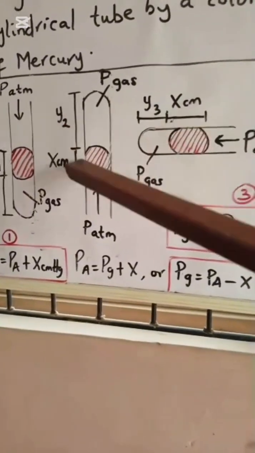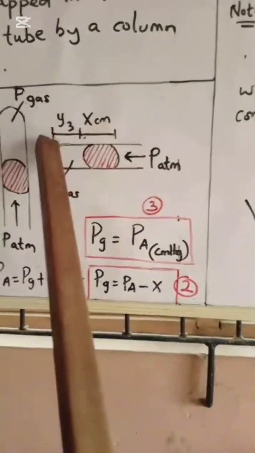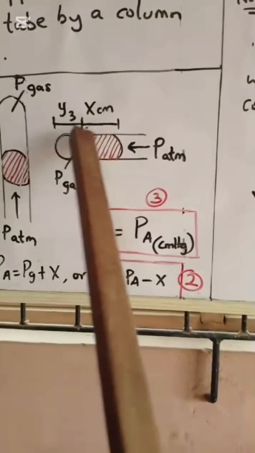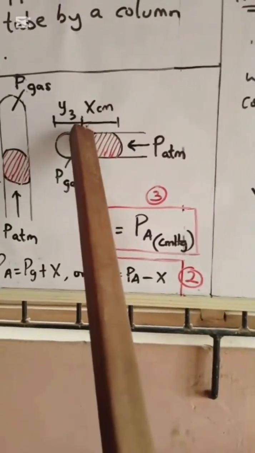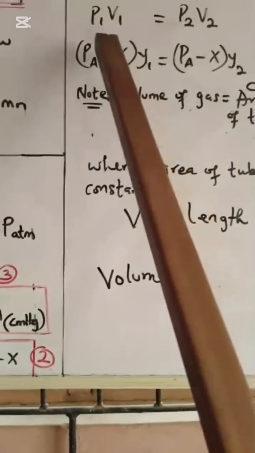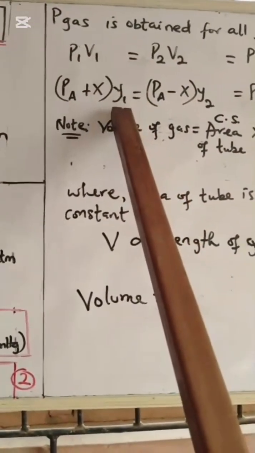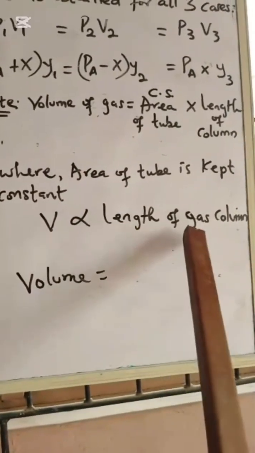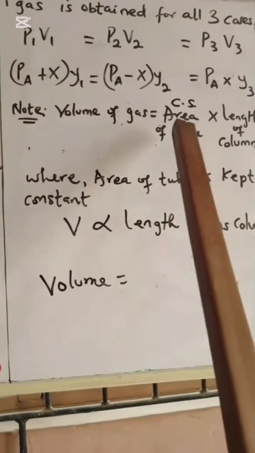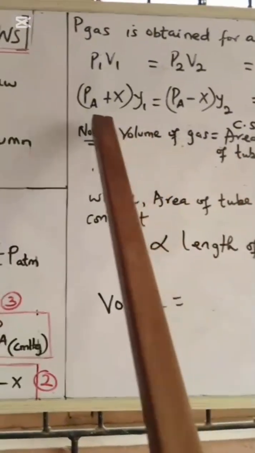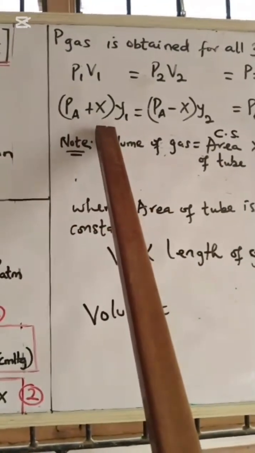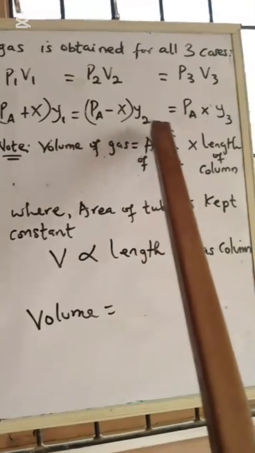All this from here to here, that's length y2, and then horizontal. In this horizontal third case, it is length y3. So that's why we have the volume being reduced to y1, because volume is directly proportional to the length of the gas column, the cross-sectional area being constant. So PA, the first case is case 1, the second case, and the third case.